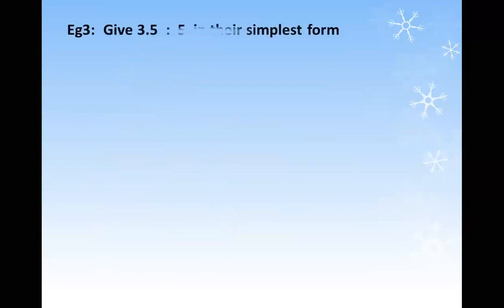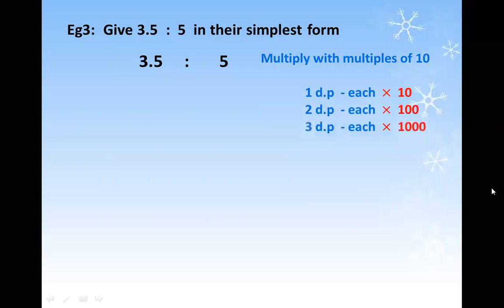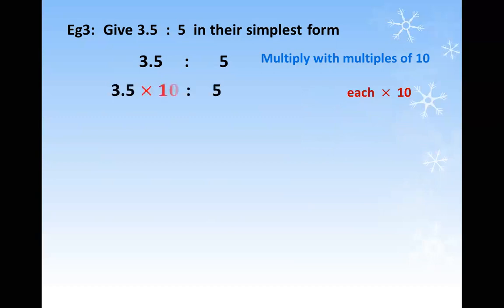The next example, as we can see, is in decimal form. Here, decimal 3.5. When you have decimals, we have to remove the decimal. The method we use is to multiply by multiples of 10. If you have one decimal place, we use 10. Two decimal places, multiply by 100. Three decimal places, 1000, and so on. In this question, as you can see, there is only 1 decimal place. So I'm going to multiply each by 10. 3.5 multiplied by 10 is 35, and 5 multiplied by 10 is 50. Then you have to divide by 5 because 5 is common. So the answer comes to 7 to 10.